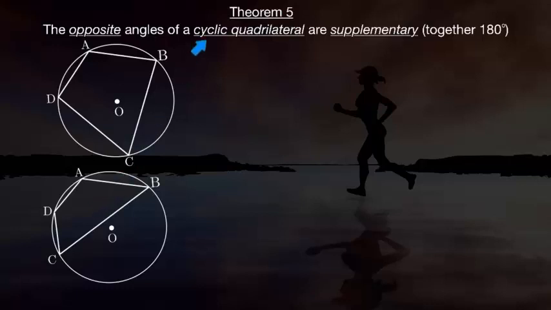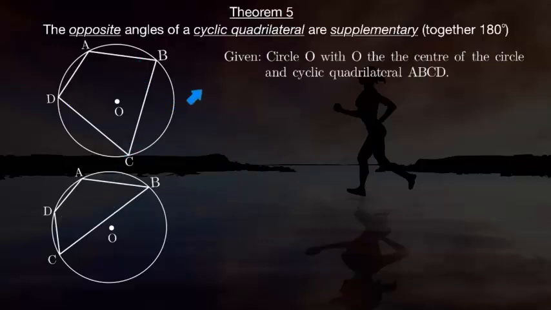Now, this theorem teaches us that the opposite angles, in other words, angle A plus its opposite angle, angle C, together is 180 degrees. In the same way, angle D plus its opposite angle, angle B, together is 180 degrees. And it's the same for this figure. So angle A plus its opposite angle, angle C, together is 180 degrees. And angle D plus its opposite angle is 180 degrees. Now let's go and look at the theorem and why it is like that.